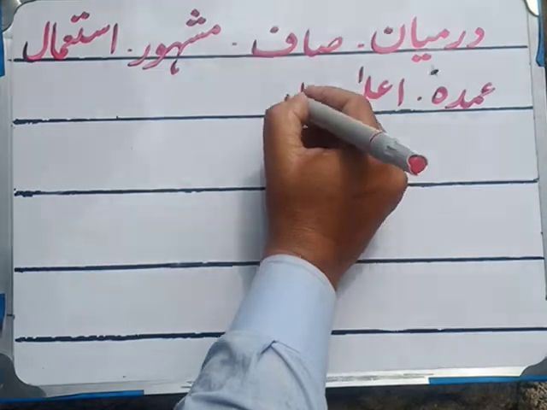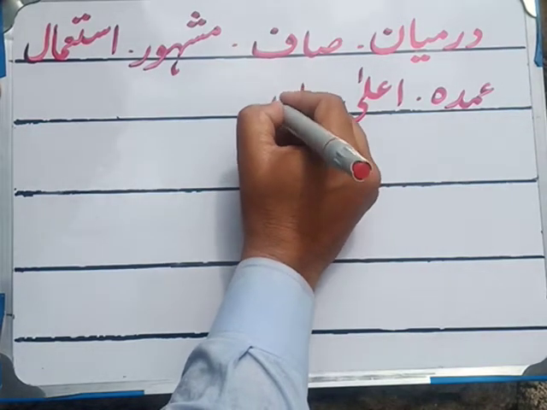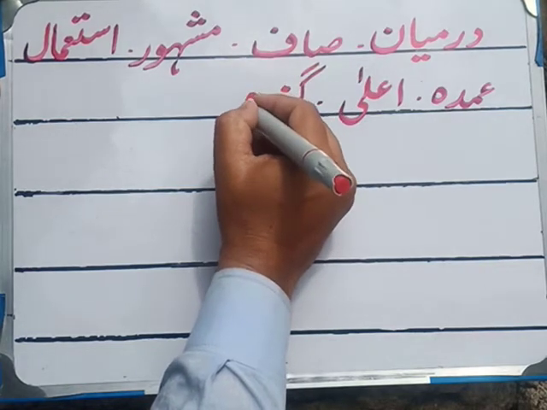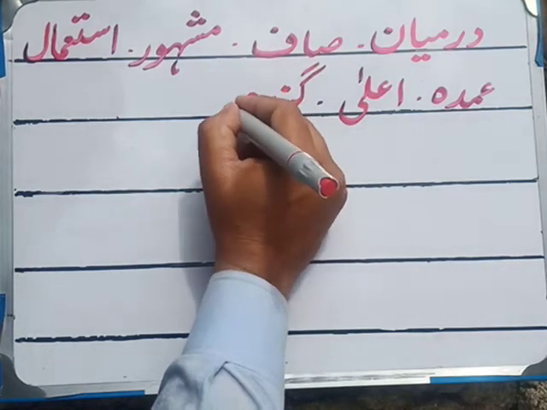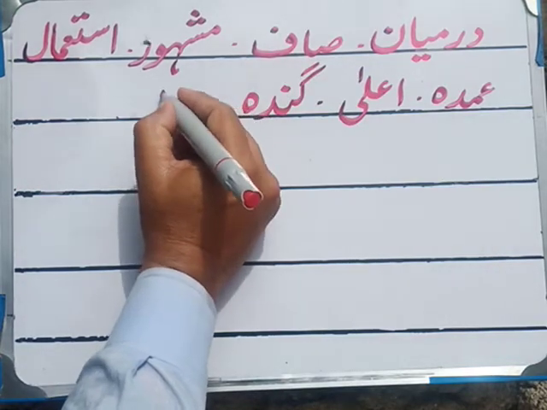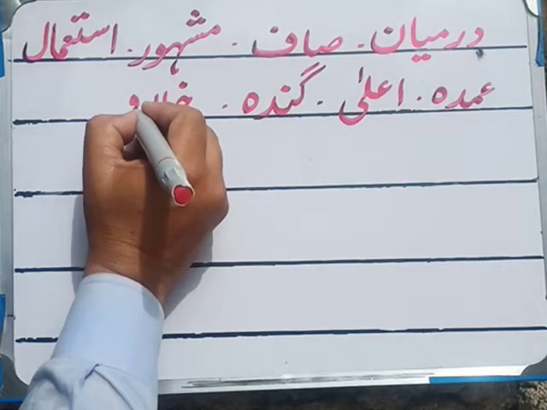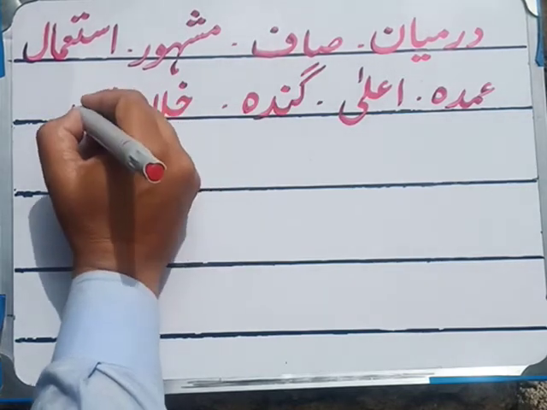Next word is ganda. This word is used in the meaning of dirty. Next word is khilaf. This word is used for the meaning of against.